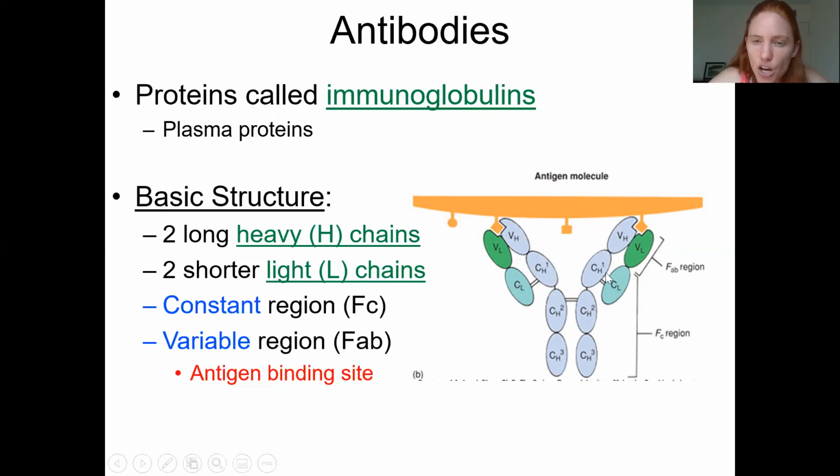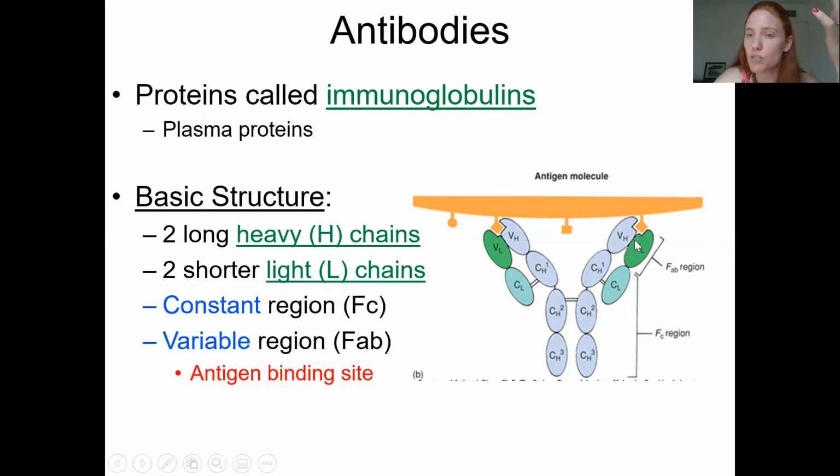And within the long chain and the light chain, at the very end of each chain, you have what's called a variable region. The reason it's called the variable region is because the rest of the antibody is going to be the same between all of the different antibodies because they're just the same protein. The only thing that's going to be different is the very end of that protein, because the end of the protein is what creates the binding site that is specific to the antigen.